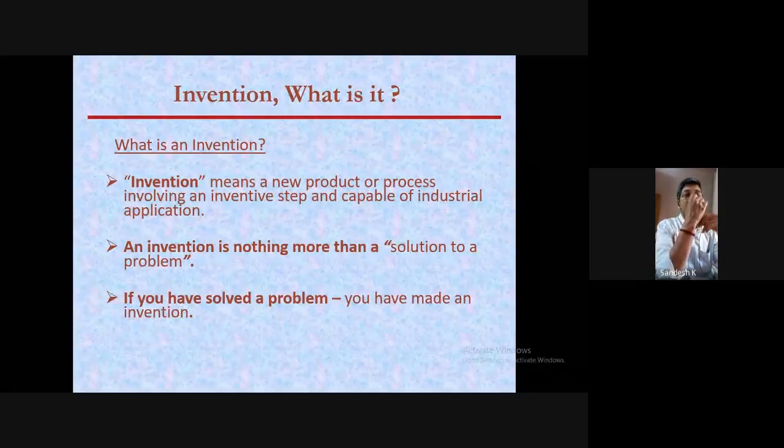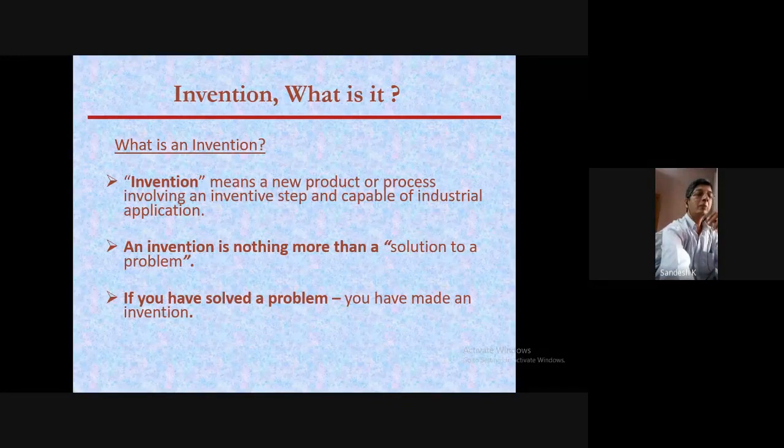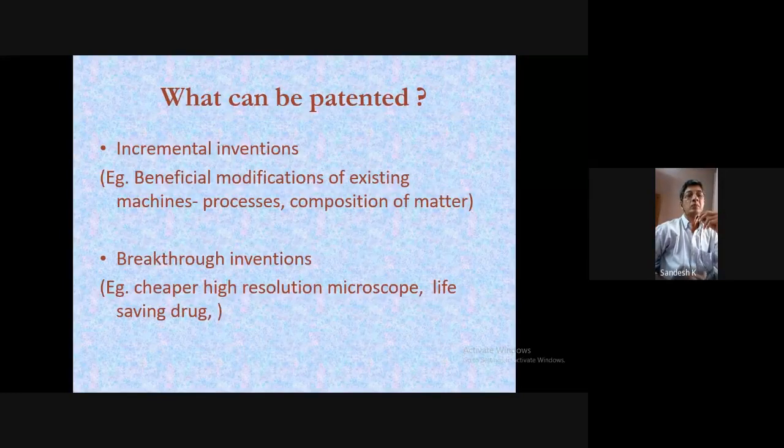So next is the invention which solves a problem. And if you have solved a problem, you have made an invention. Just click next. This all falls under the patent. So it's a new product. You have done an invention. You have solved a problem. So then you can go for a patent. Okay, next. I'll explain one by one.